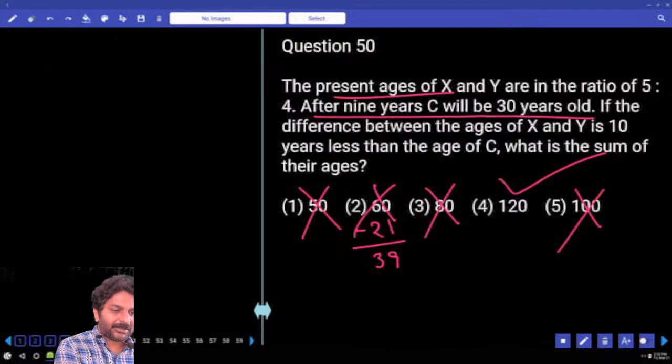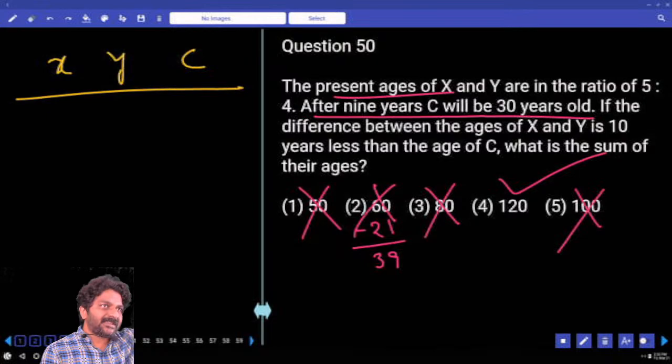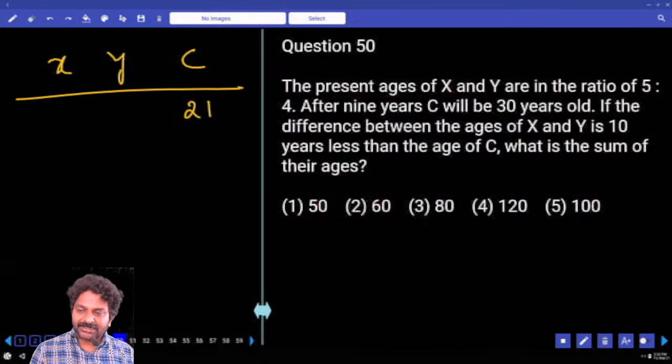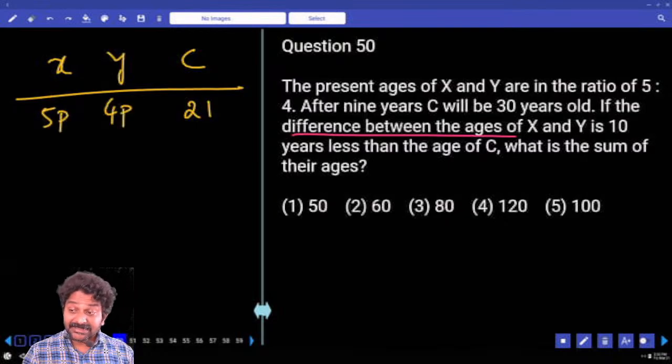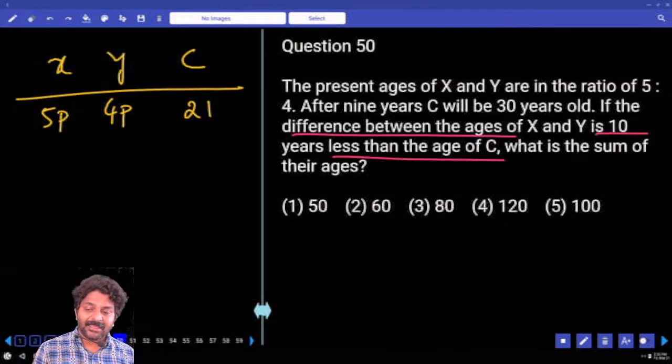If not this, you have to do it like this: x, y and then C. After 9 years, C will be 30, so the present age of C is 21. Now this condition says the difference between the ages of x and y. How many parts is the difference? 1 part. This is 5 parts and this is 4 parts. The difference is 1 part, and that is 10 years less than the age of C.